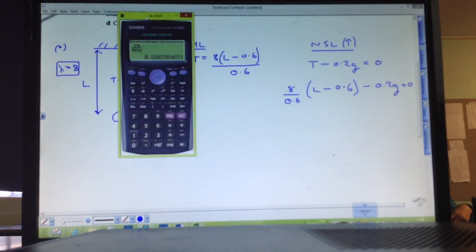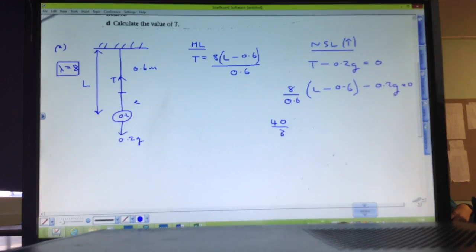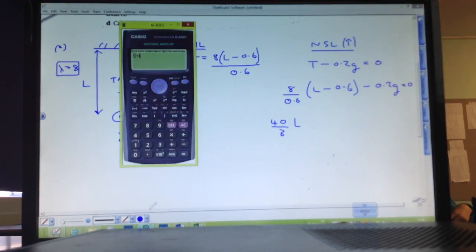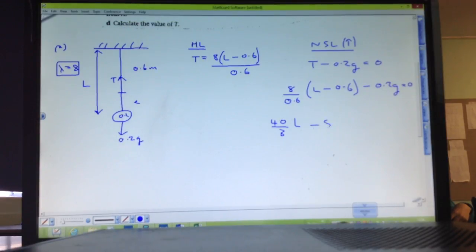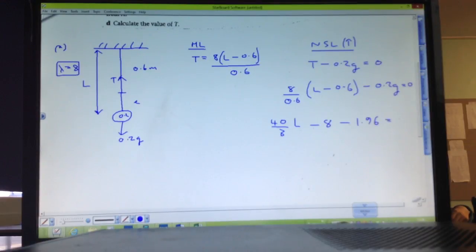So we've got to do 8 divided by 0.6, which is 40 over 3. So I've got 40 over 3 L, and 40 divided by 3 multiplied by 0.6 gives you 8. So minus 8, minus a fifth of that, so 0.2 times 9.8, and you should have got an answer of 49 over 25. Oh, this did actually be a nice number, 1.96. 1.96 is equal to 0.